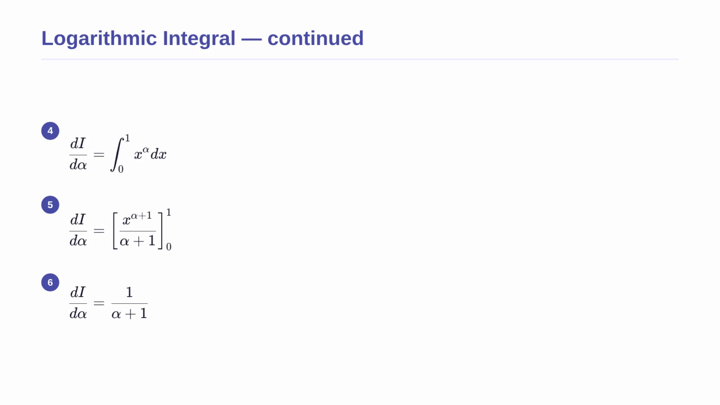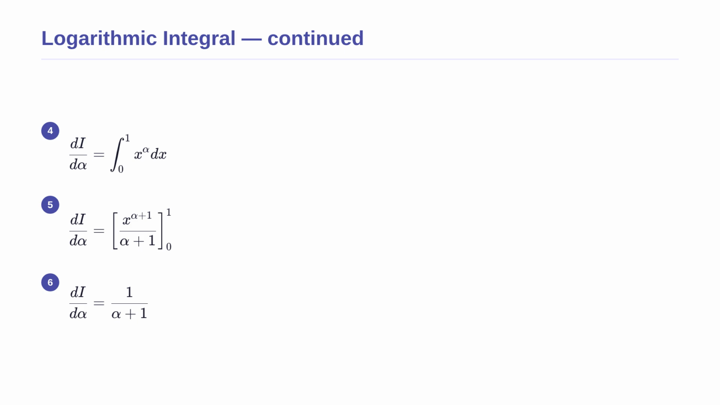Continuing with our simplified expression, we are left with the integral of x to the power of alpha. This is now one of the easiest integrals in basic calculus. We apply the standard power rule for integration with respect to x. We add exactly 1 to the exponent, making it alpha plus 1, and divide by that new exponent.